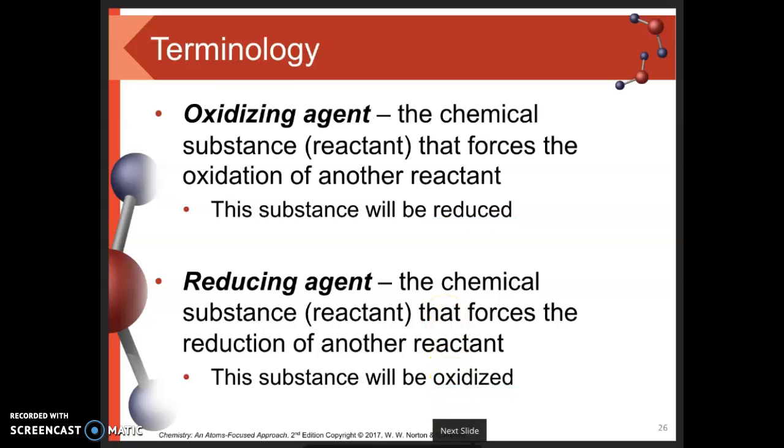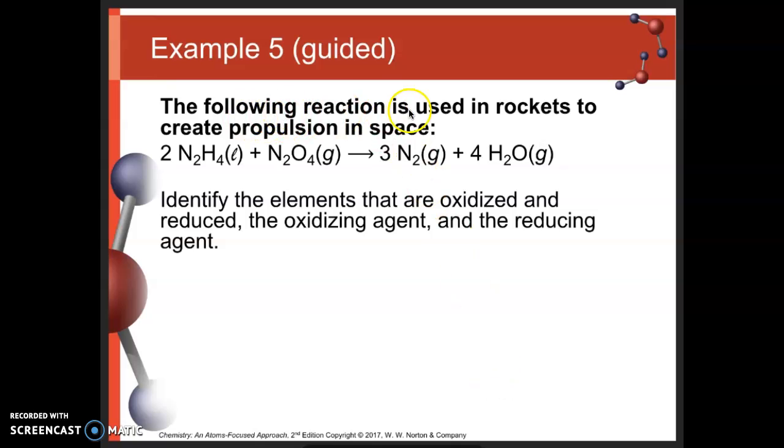Now let's take a look at an example. Here we have a reaction between hydrazine and dinitrogen tetroxide, which creates nitrogen gas and water vapor. And this combination of gases through this reaction is what rockets actually use to create propulsion. The ignition, the reaction of these two species create far more gas than what was present before, and that gas outlet is what pushes the rocket to go from one place to another in outer space.